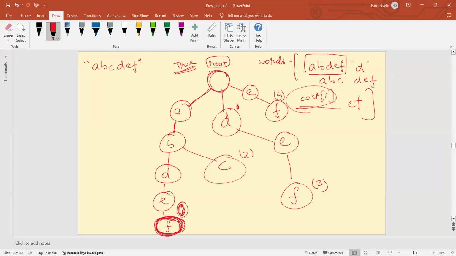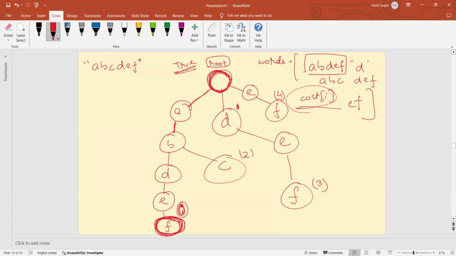So for the ones who don't know how we insert words in a trie, this is something that we do. For every node, we have only 26 possible characters, isn't it? From every possible node, we have 26 possible options. We can either move to A, B, C, D, E, F up to Z.